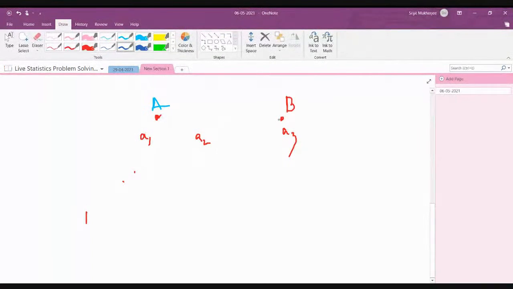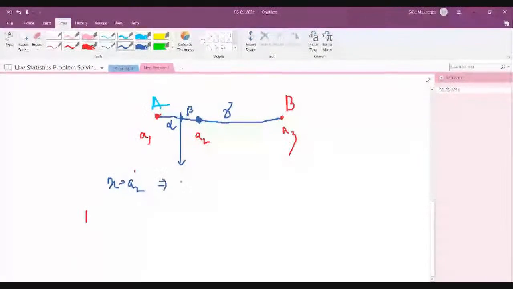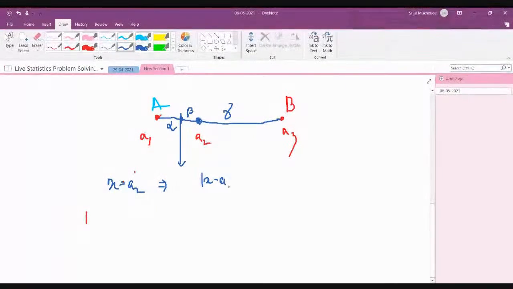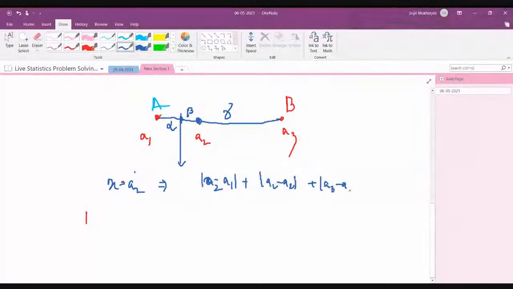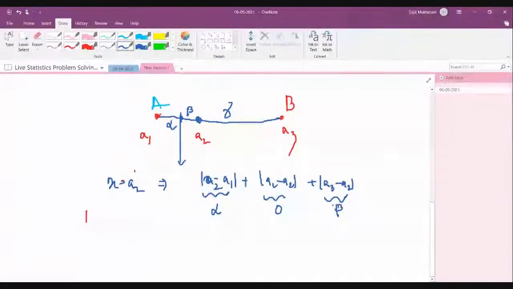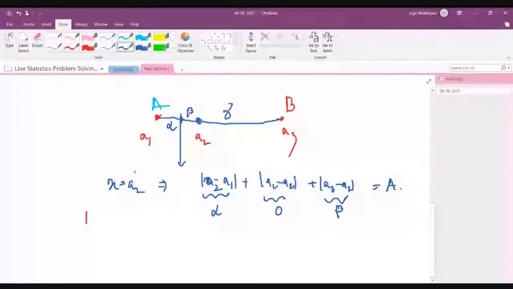We have this line, this is a2. So we take 2 points, one this point and one, let's say this point. Let's say these distances are alpha, beta, and this distance is gamma. So what if we put x equal to a2, what happens? We get modulus of a2 minus a1 plus modulus of a2 minus a2, which is 0, plus modulus of a3 minus a2. So this is equal to alpha, this is equal to 0, and this is equal to beta. That means the length is coming out to be AB, right?